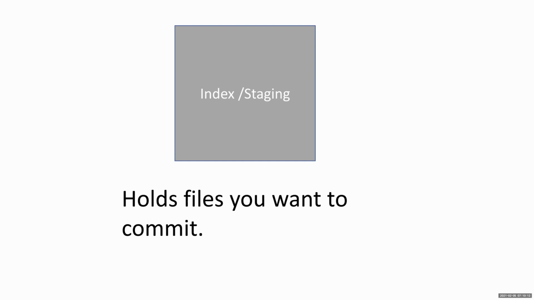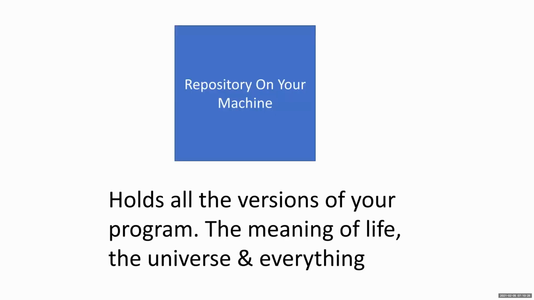Now you can skip the index, but typically what many people are going to do is have their code in the work area, take the files that they want to commit and put them in the index, and then go ahead and commit them into the repository, which sits on your machine. The repository holds each of the versions of your program. That's where everything that counts is held. And we'll talk about how you commit into the repository and take things out of the repository.